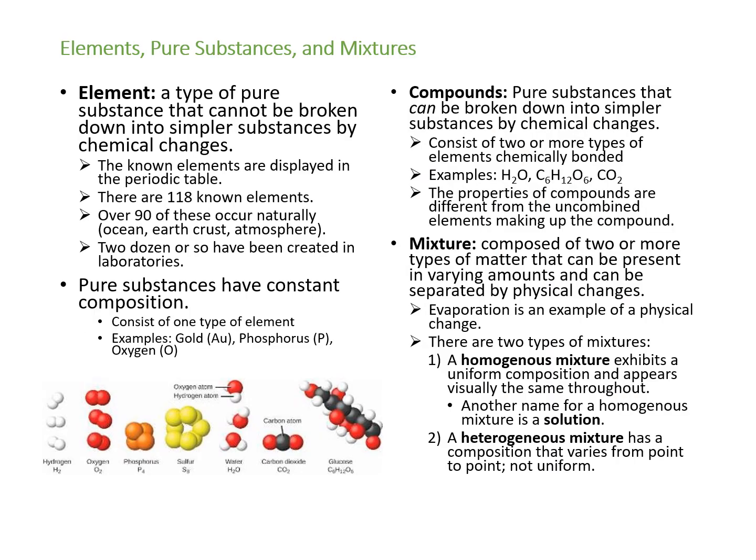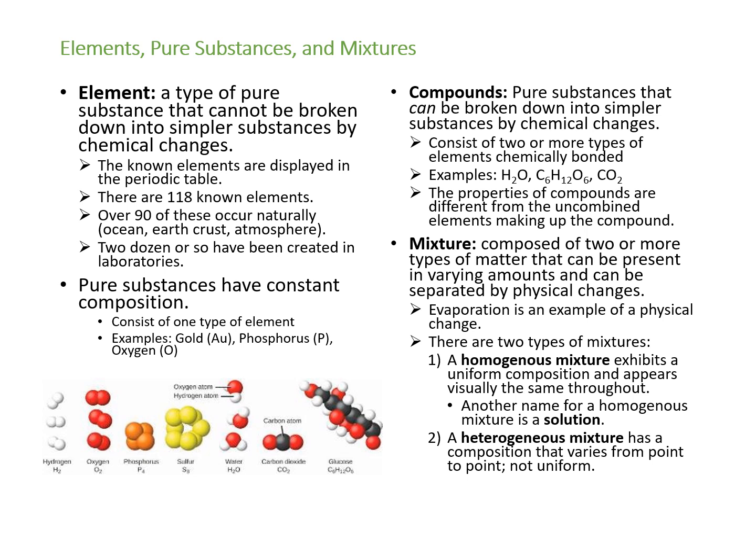Elements are a type of pure substance that cannot be broken down into anything simpler by any sort of chemical change. Now, there are about 118 known elements that are displayed on the periodic table, and of those, over 90 occur naturally within our environment. So this would be like within the ocean, the Earth's crust, in the atmosphere, and 24 or so of those have been created within a laboratory.